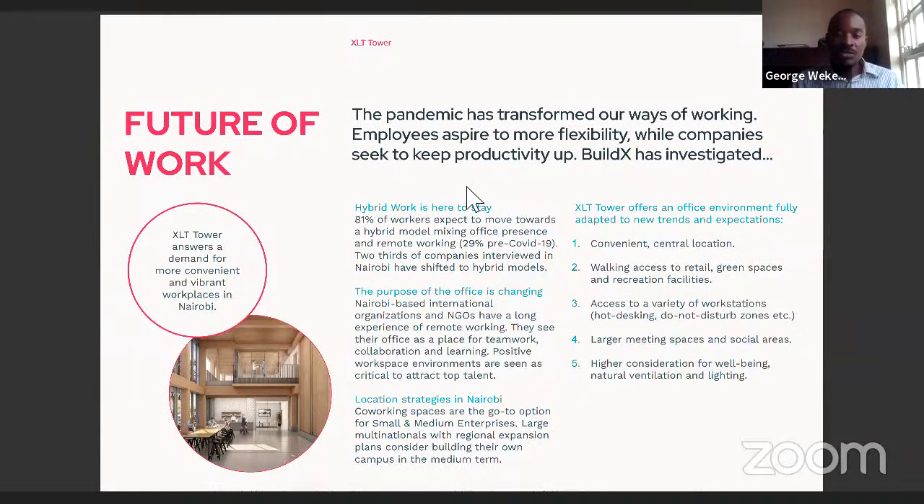And the purpose of the office is also changing so much, becoming more of a social, teamwork, collaboration space, where people come in at certain times of the week and then they would go out and work independently. And this is also working well for smaller companies who don't have their own spaces, like co-working spaces, which are really working well for small and medium enterprises. But the large multinationals with regional expansion plans are still considering building their own campus in the medium term. So our office building, having understood all these trends, is convenient in a central location, with access to retail, green spaces and educational facilities, access to a variety of workstations, larger meeting spaces and social areas, and higher consideration of well-being and natural lighting.